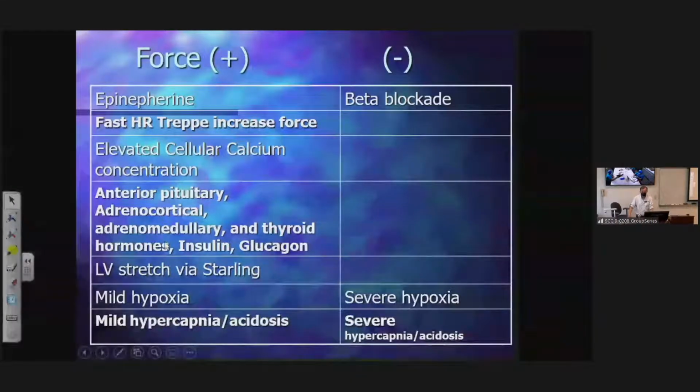What we didn't show on the slides, but all of these things, pituitary glands from your brain, adrenal cortical stimulation from deep inside your kidneys in the medulla, or thyroid hormones, or insulin, which is sugar, or glucagon, which is sugar, all those things make your force rise. So all these hormones will make your force rise. There's a condition called hyperthyroidism. Have you guys ever heard of it?